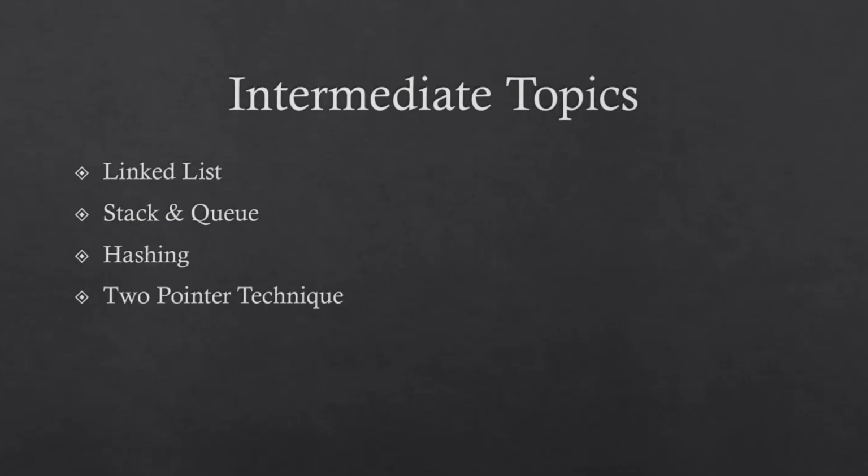Next are the intermediate topics. After learning these basic concepts, now you have to learn about the linked list, a linear data structure. You should know what a linked list is and why we need a linked list. Any topic you start learning, in your mind these four things should be there: when, what, how, and where. If you get these four things, then the concept will be clear.